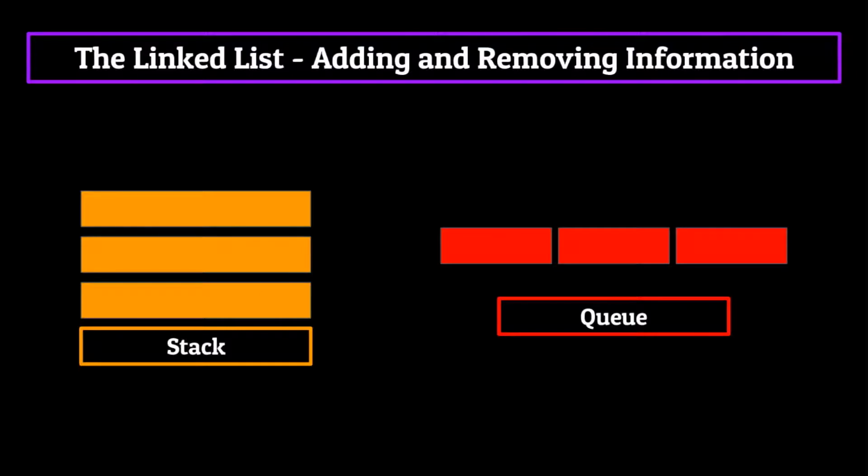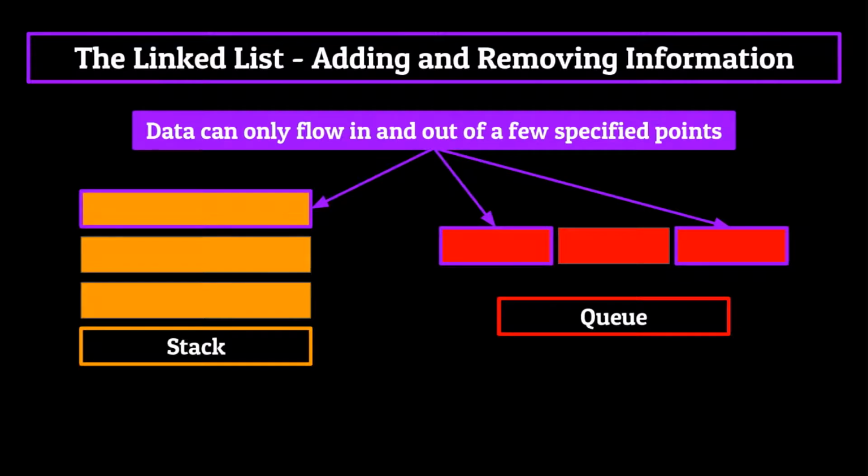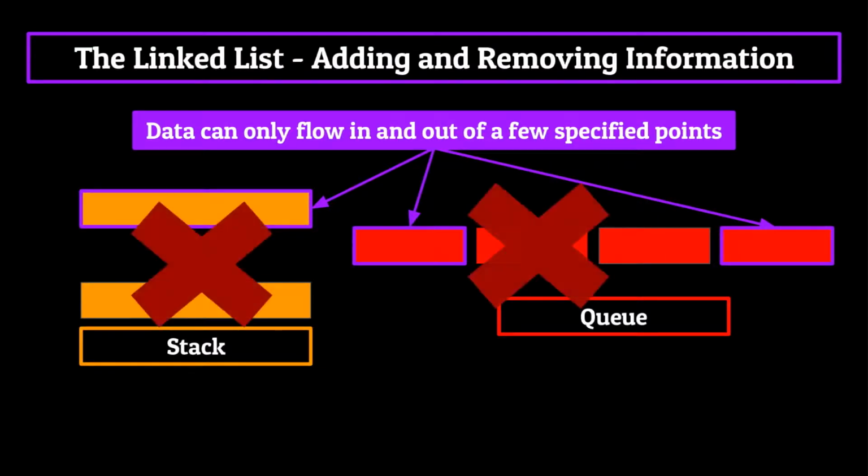With a stack or a queue, we weren't able to do this because the data could only flow in and out of a few specified points. This made it so we couldn't remove an element from, say, the middle of a stack or jam an element in the center of a queue. The way that they're structured just doesn't allow for this.